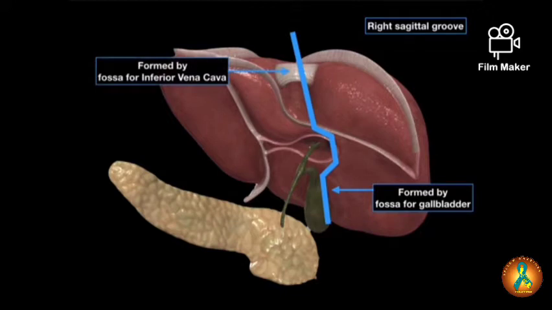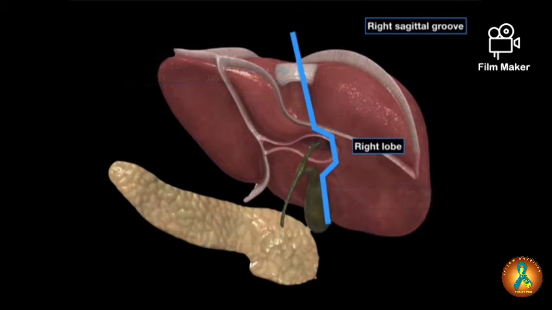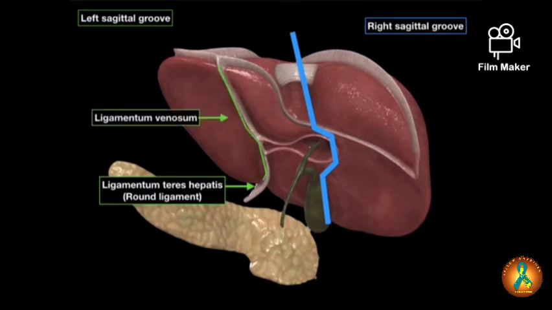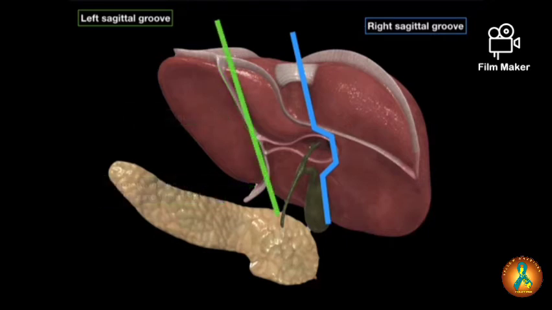So that's the right sagittal groove. It separates the right lobe from all the other lobes you'll find on the liver. And then we have the left sagittal groove, and to understand this groove you need to know the ligaments down here. So down here we have the ligamentum teres hepatis, or the round ligament, and this long ligament right here is called the ligamentum venosum, and these two ligaments form the left sagittal groove, which separates the left lobe from the rest of the lobes.